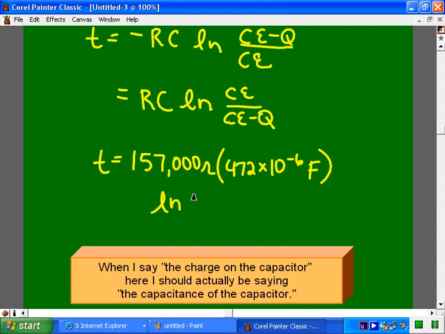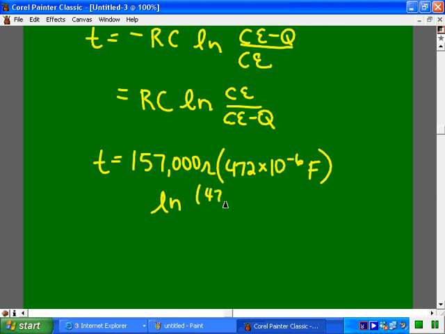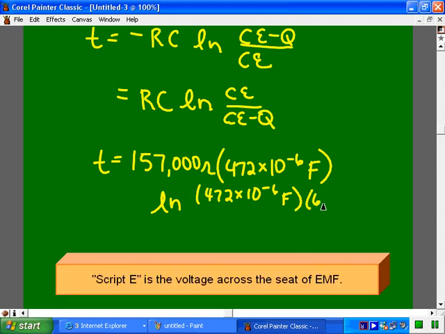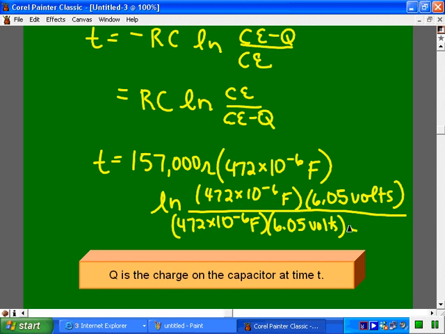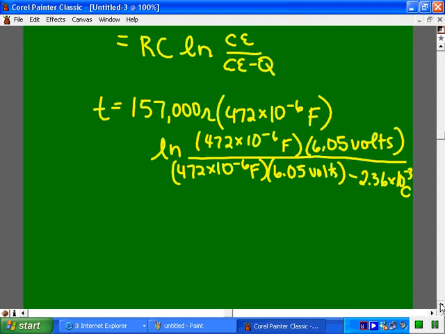And then we're going to just continue this equation down here. We've got the natural log of our capacitance again, 472 times 10 to the negative 6 farads times the battery voltage, which was 6.05 volts. And then this is all over CE minus Q, so we've got 472 times 10 to the negative 6 farads again. And then our Q is the charge that we're looking to obtain the time for, so that was 2.36 times 10 to the negative 3rd coulombs. We're running out of space just a little.